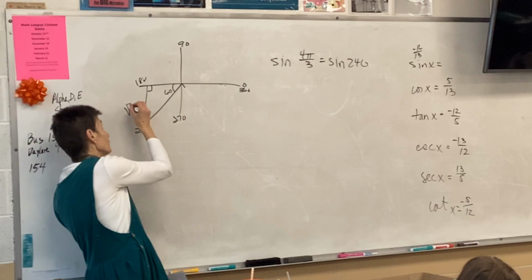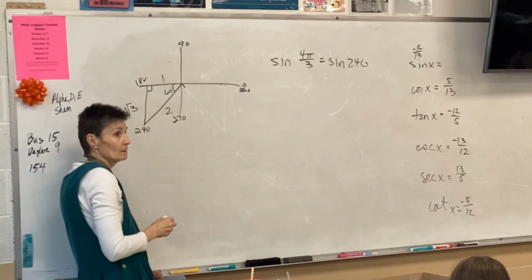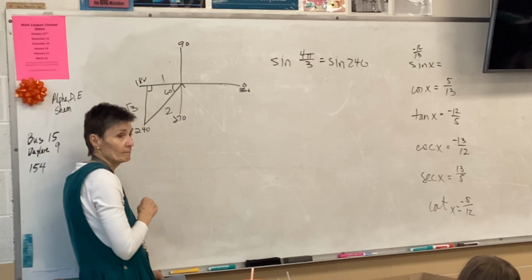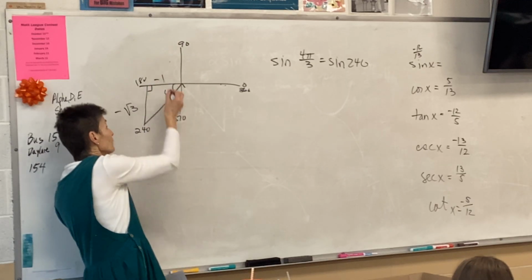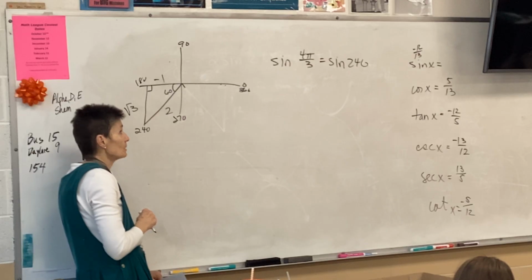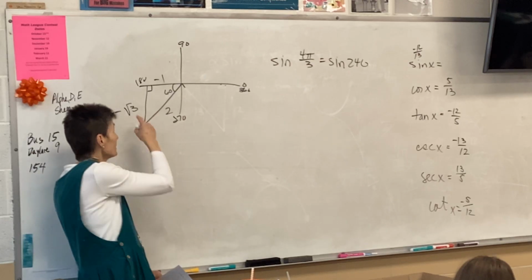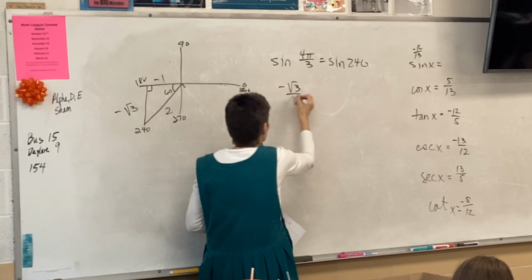Which is root 3, 1, and 2. Those ratios are on your cheat sheet. Sine equals root 3. These are both negative, so be sure you're marking them. You want sine, which is opposite over hypotenuse. Negative root 3 over 2.